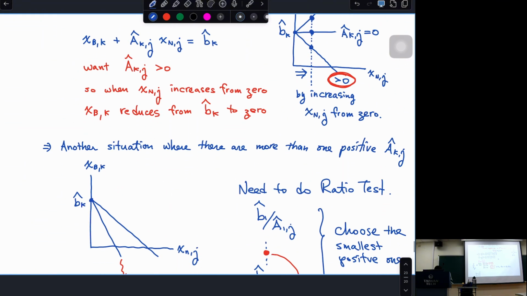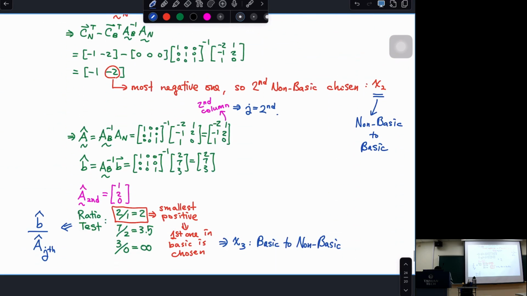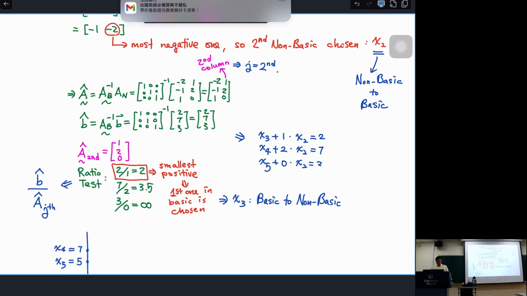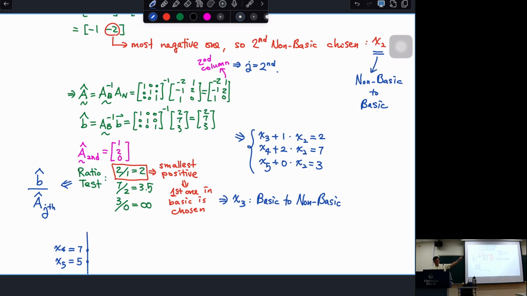Because right here, you actually have X3, X4, and X5 plus 1, 2, and 0 times X2 equals 2, 7, and 3. This was what happened. So if you increase X2 from 0 to 2, x3 becomes 1, right? So that line actually is here.